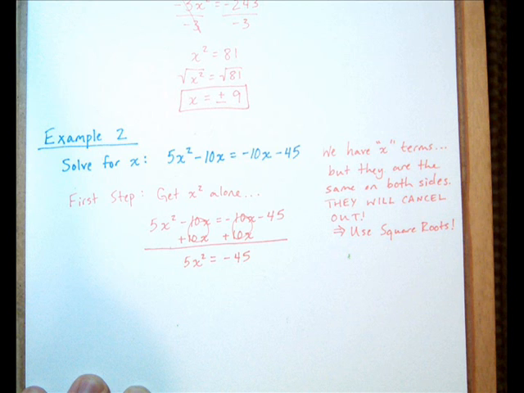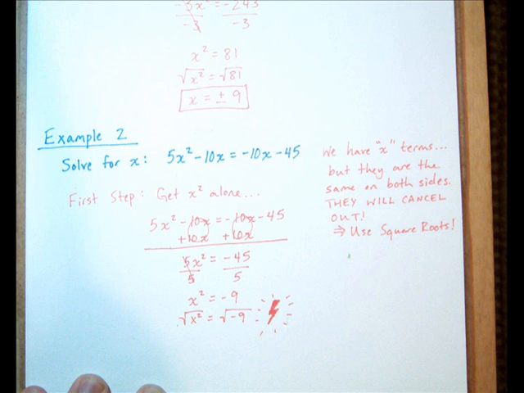Now to get rid of the 5 in front of the x squared, that's multiplied, so the inverse function of multiplying is dividing. They cancel each other out, so divide both sides by 5. Those 5's cancel, and we're left with x squared equals negative 9. And then to find x, we take the square root. So the square root of x squared is equal to the square root of negative 9.